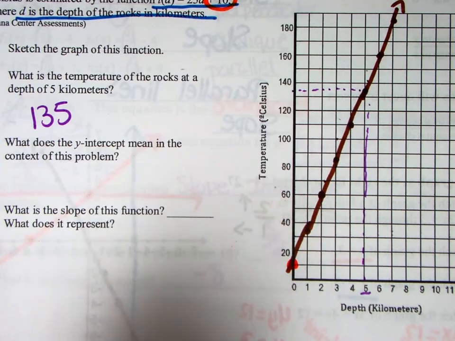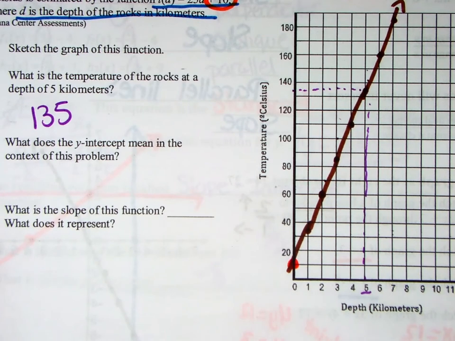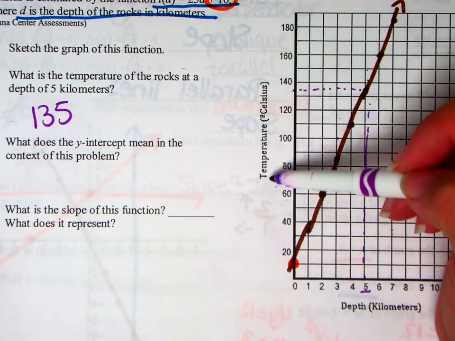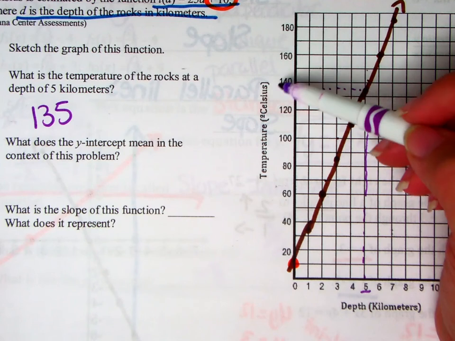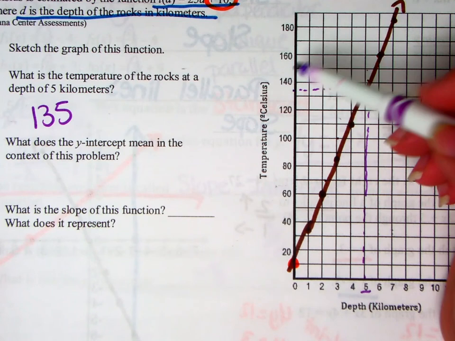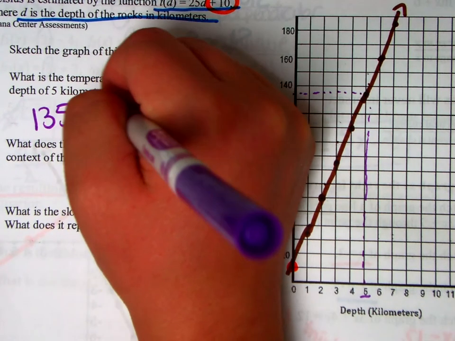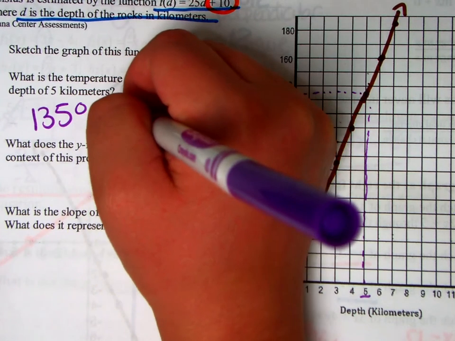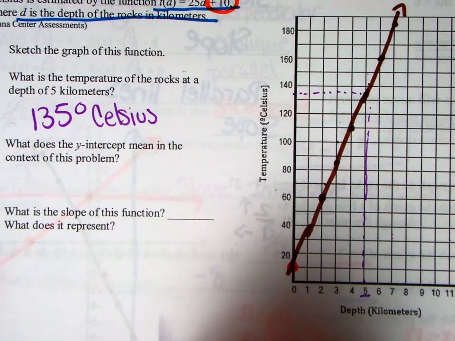But 135 what? 135 dogs? Is that what we're talking about? You need to be a little bit more specific in all of your classes from here on out. So look at what your y-axis is labeled. 135 degrees Celsius. Okay.